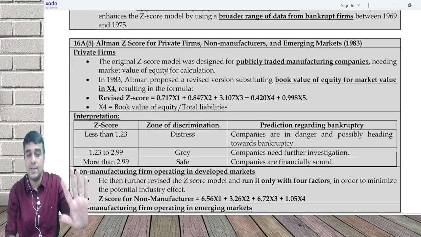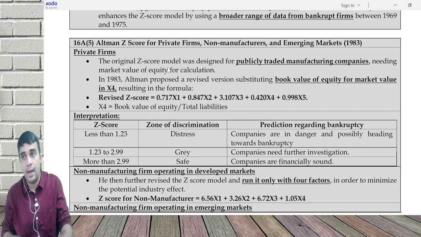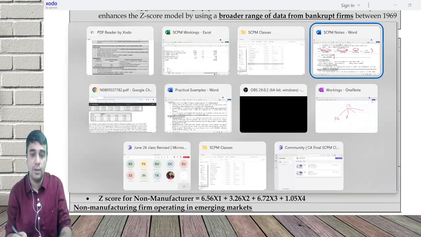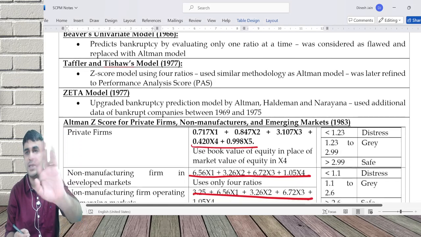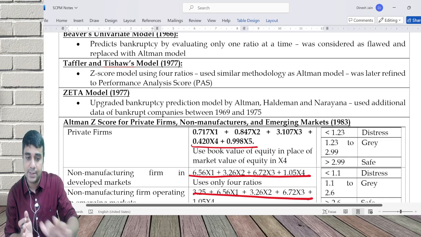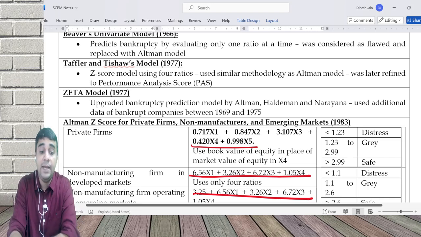I'll come to other models later. I just want to discuss the other Z-score model. I have a lot of other models, but I don't want to spend time there because I'm anyway time constrained. I'll discuss that tomorrow. Private firms.